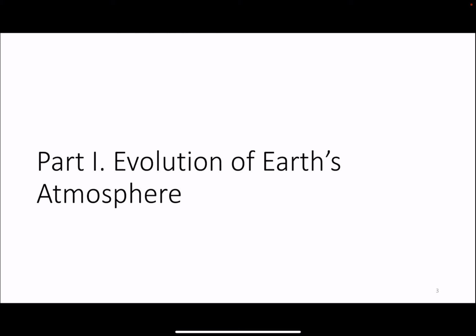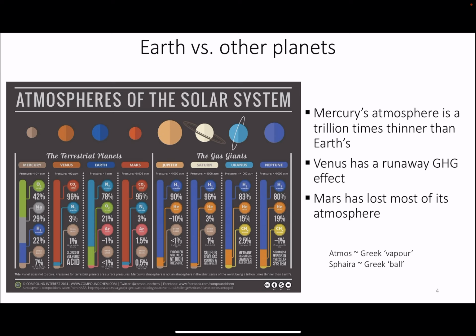So to start with the evolution of Earth's atmosphere, I think it's interesting to start by comparing the atmosphere of Earth versus the atmosphere of some other planets. And I think this is a really cool infographic that shows it. It shows the relative pressures of the various other atmospheres here, using units of atmosphere, where the pressure on Earth is defined as 1 atmosphere.